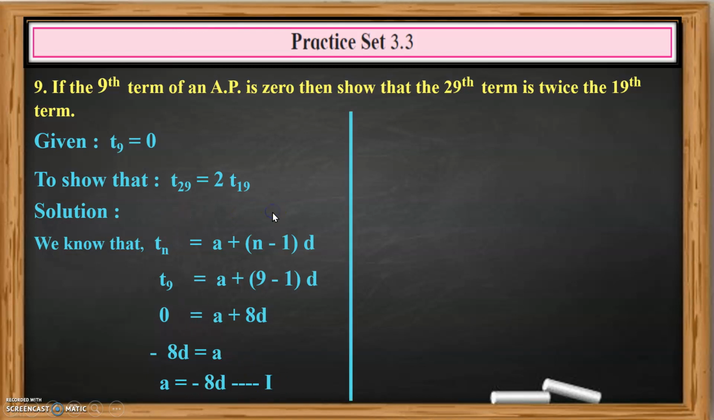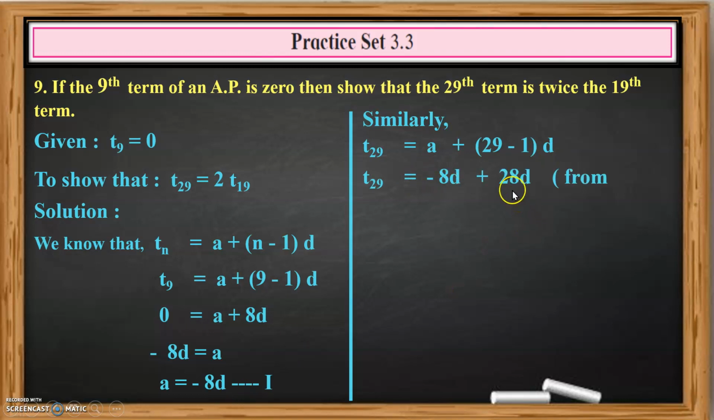Now let's find out what T29 is. T29 will be a plus (29 minus 1)d. Now let's substitute here. a is minus 8d and this is 28d. So from 1, I get minus 8d plus 28d is equal to 20d. So therefore I can say that T29 is equal to 20d. This is equation 2.